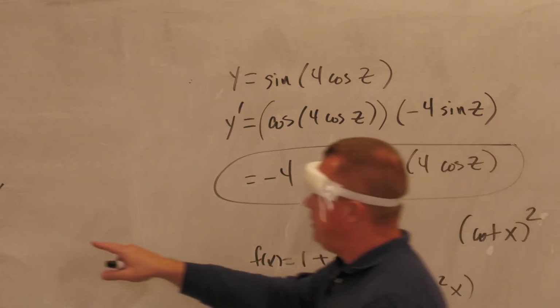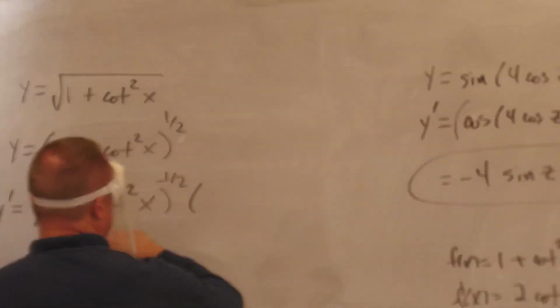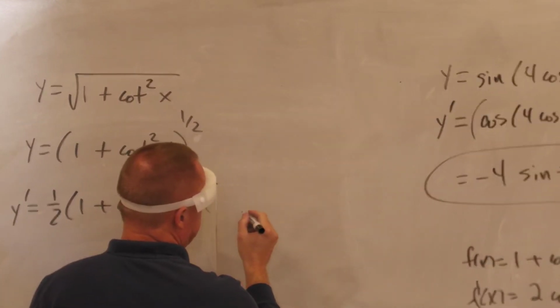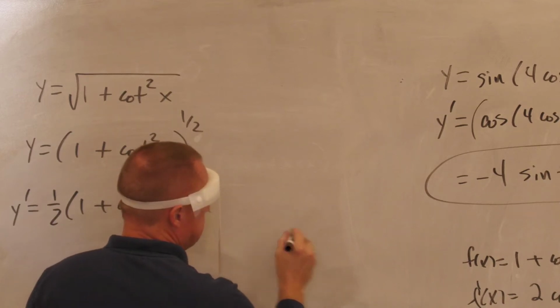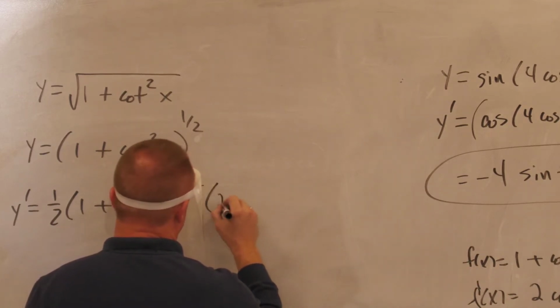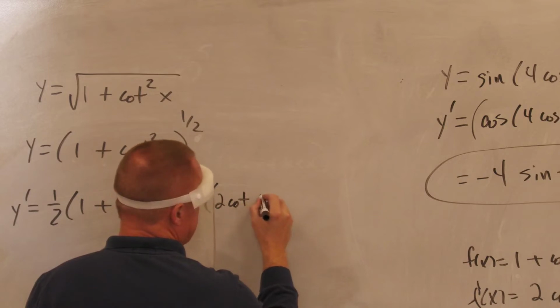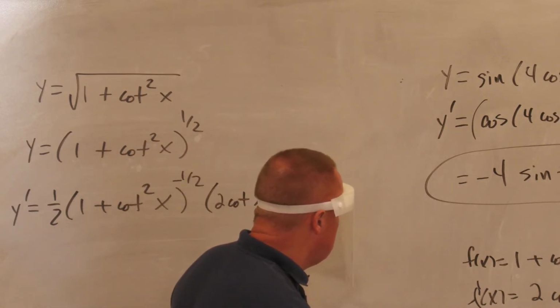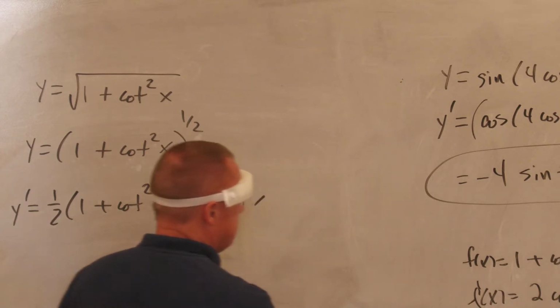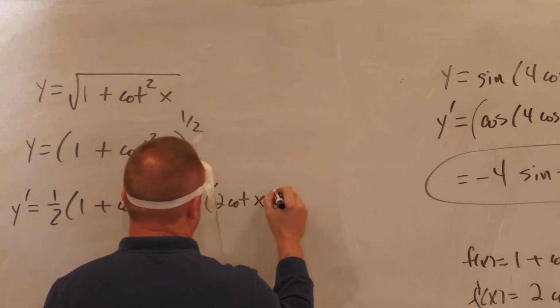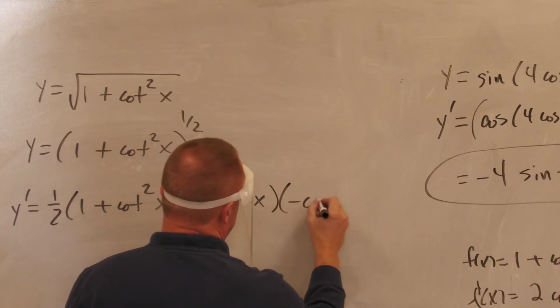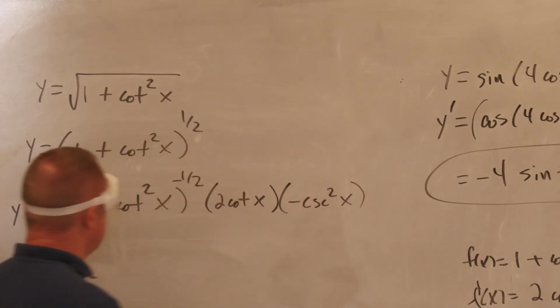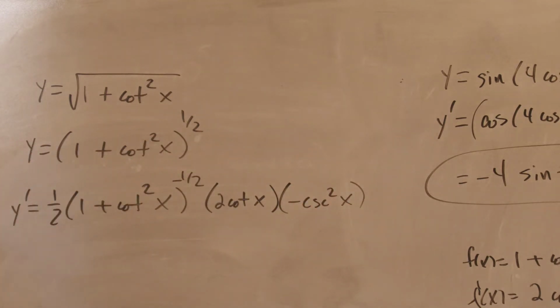So here, when I multiply by the derivative of the inside, I will have 2 cotangent x times negative cosecant squared x. Okay, any questions about that before we reduce it?